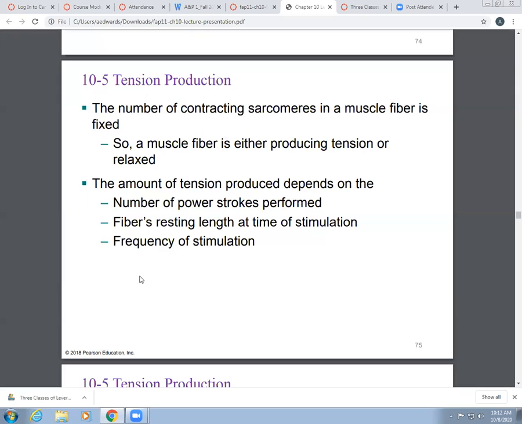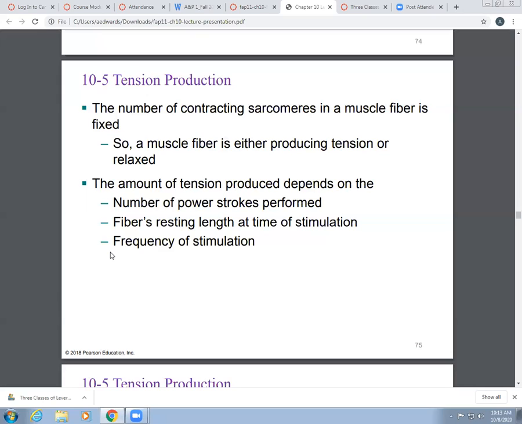Okay. So let's go talk a little more about tension. So here are the number of contracting sarcomeres. How many sarcomeres you have contracting in that muscle fiber is actually a fixed number. So essentially a skeletal muscle fiber is either creating tension or it's not. Okay.